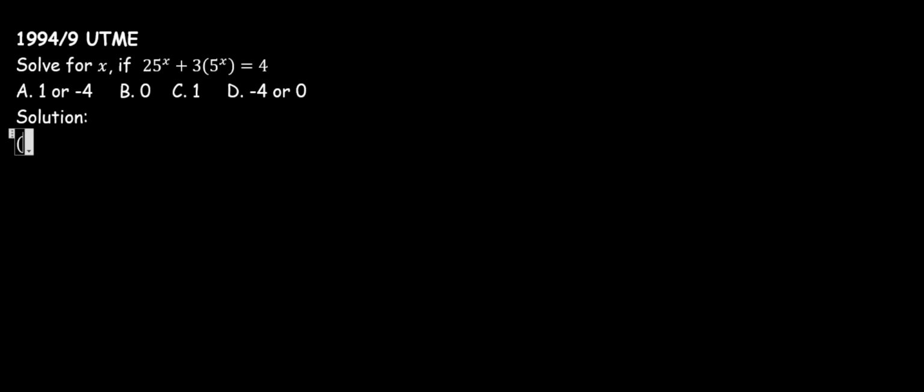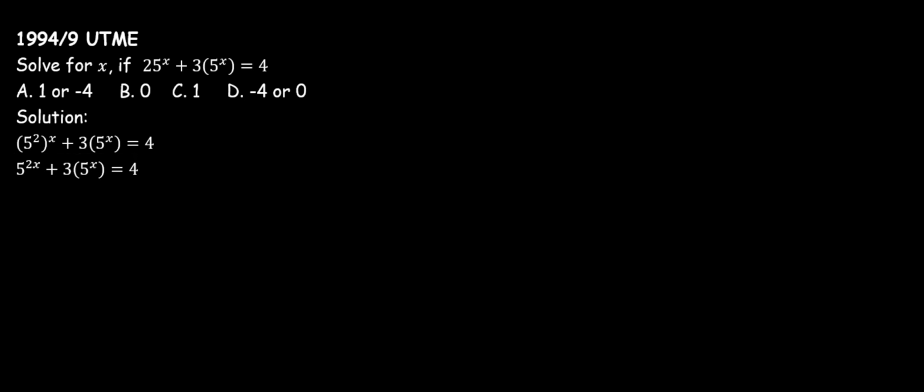We now have (5 squared) raised to power x plus 3 into (5 raised to power x) is equal to 4. What we have just done is that from the problem, the 5 raised to power x gives you the secret of what to do, and so that is what we have just done to 25. Now, 5 squared, when you open up the bracket, is the same thing as 5 to the power 2x, plus 3 into 5 raised to power x is equal to 4.